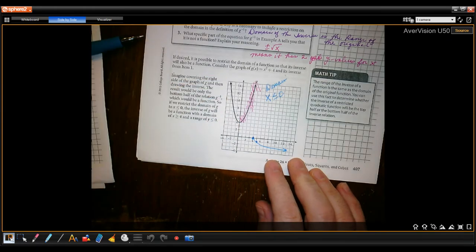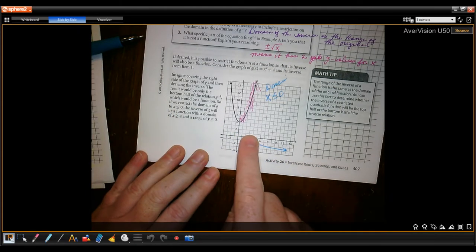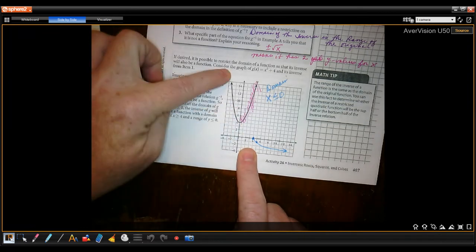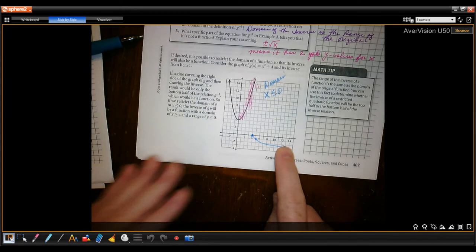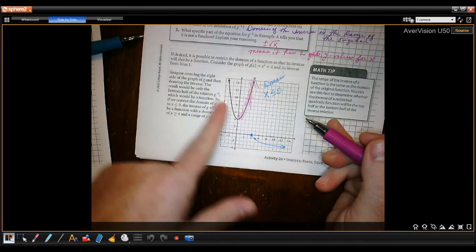Remember, the domain of one is the range of the other. Well, this is the negative side. Well, isn't this range? Isn't that the negative part? So the left side here matches the bottom part there. That's what they're trying to get you to understand. But instead of left and bottom, it's good to understand like x is less than 0.